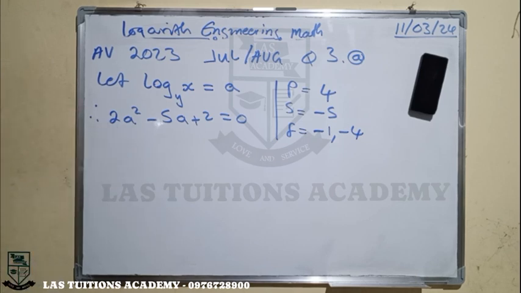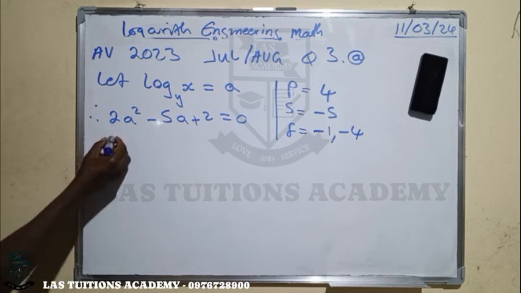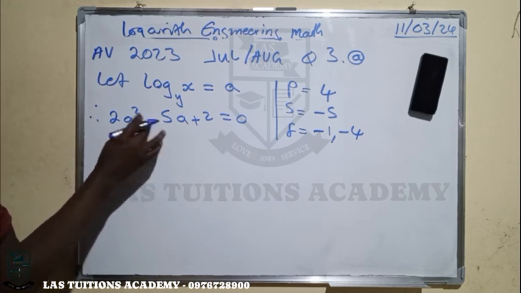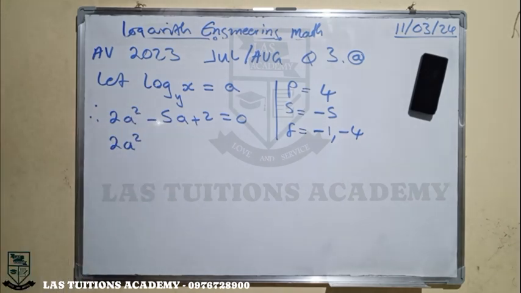Okay, so that's what we have there. So from there now we can say we have 2a squared, where there's -5 there. You want to explain? Go ahead, come and explain.